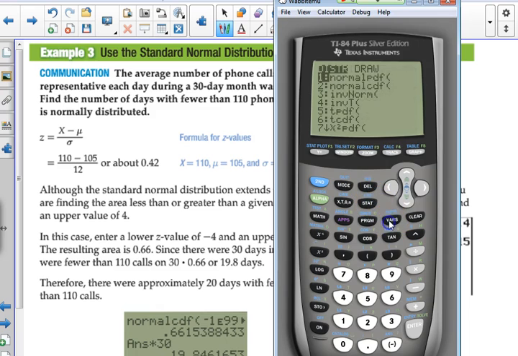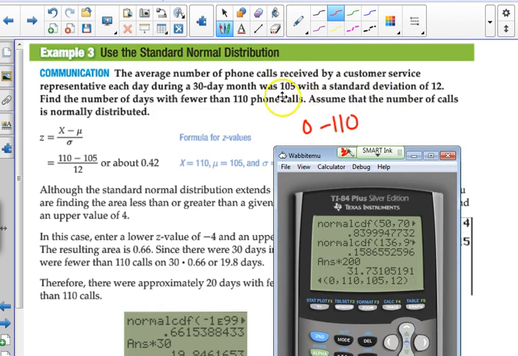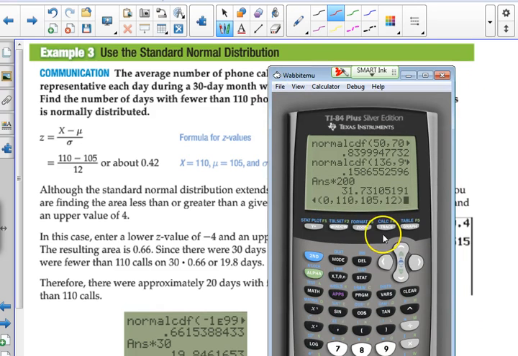Okay, so let's just use what we're feeling pretty comfortable with. If you go here to normal CDF and you put in no phone calls up to 110, with a mean of 105 and a standard deviation of 12, that's from the question. Then what do you get? 0.66?